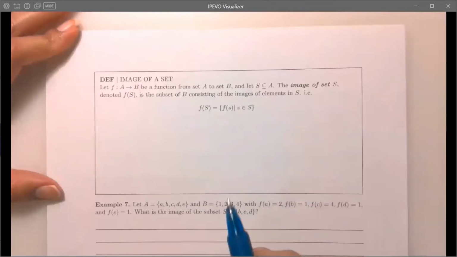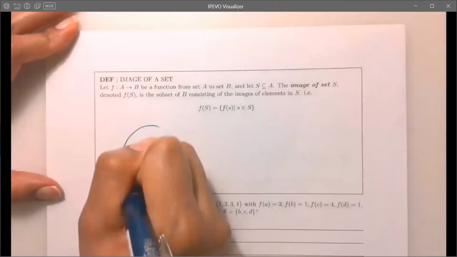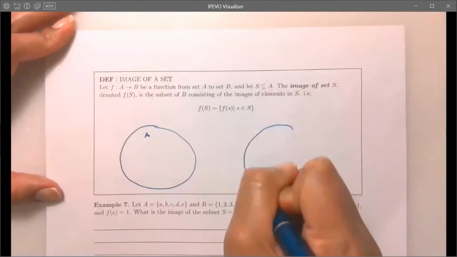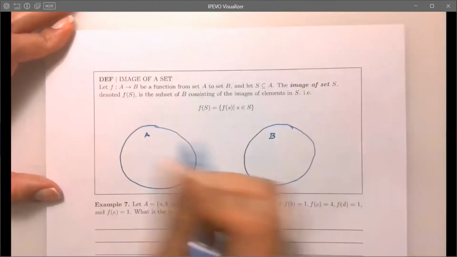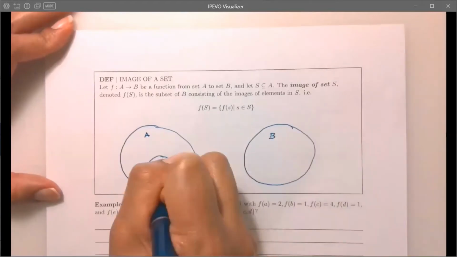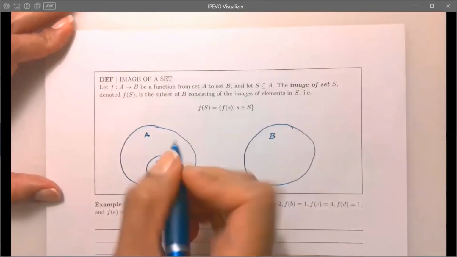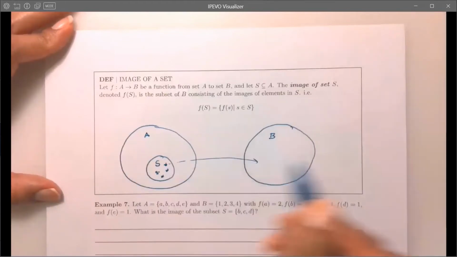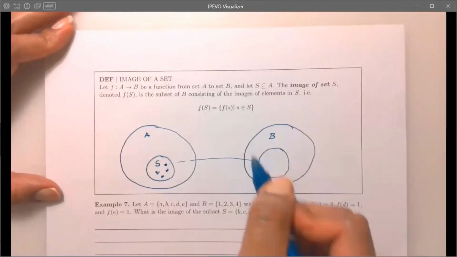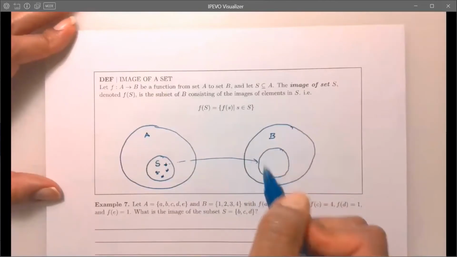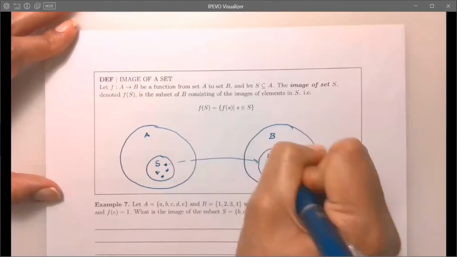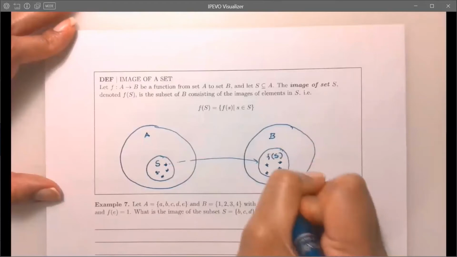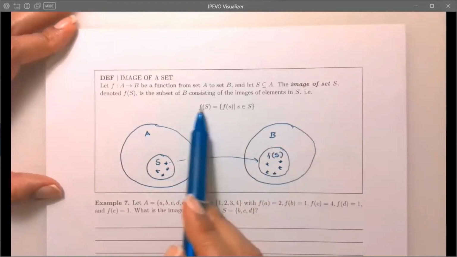So I think this is probably better understood through a visual. Let's say that this is set A, and this is set B, and we have a subset of set A called S. Then whatever these elements get mapped to, their images, they're going to form a subset of B, which we call f of capital S. So whatever these images are, they form this subset f of capital S.